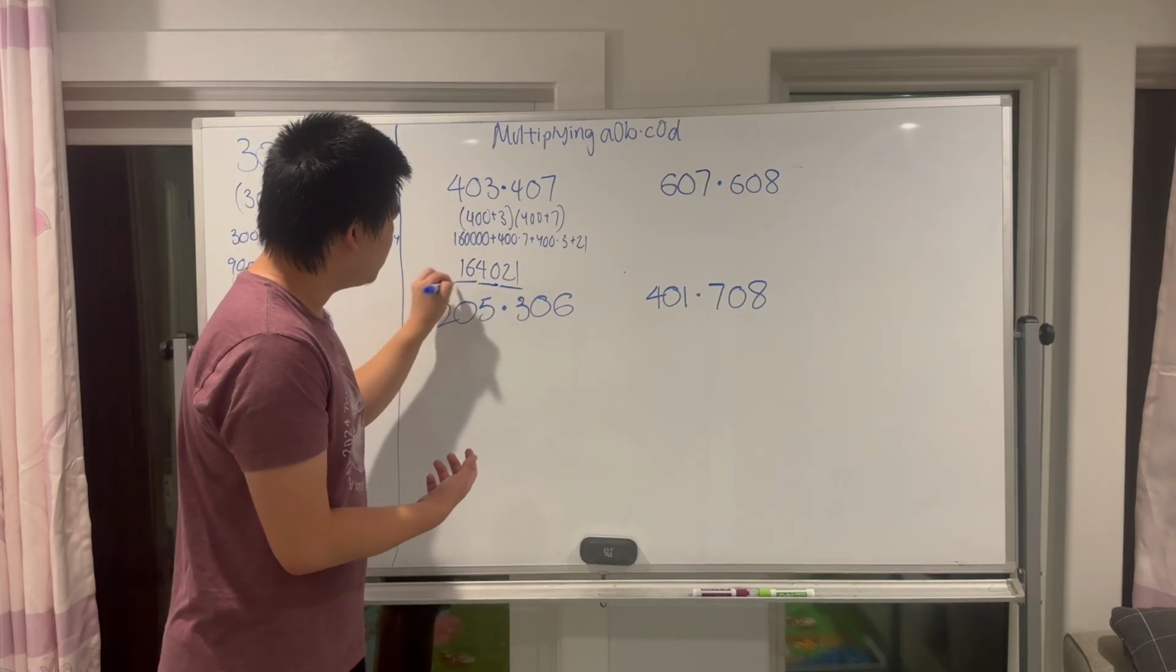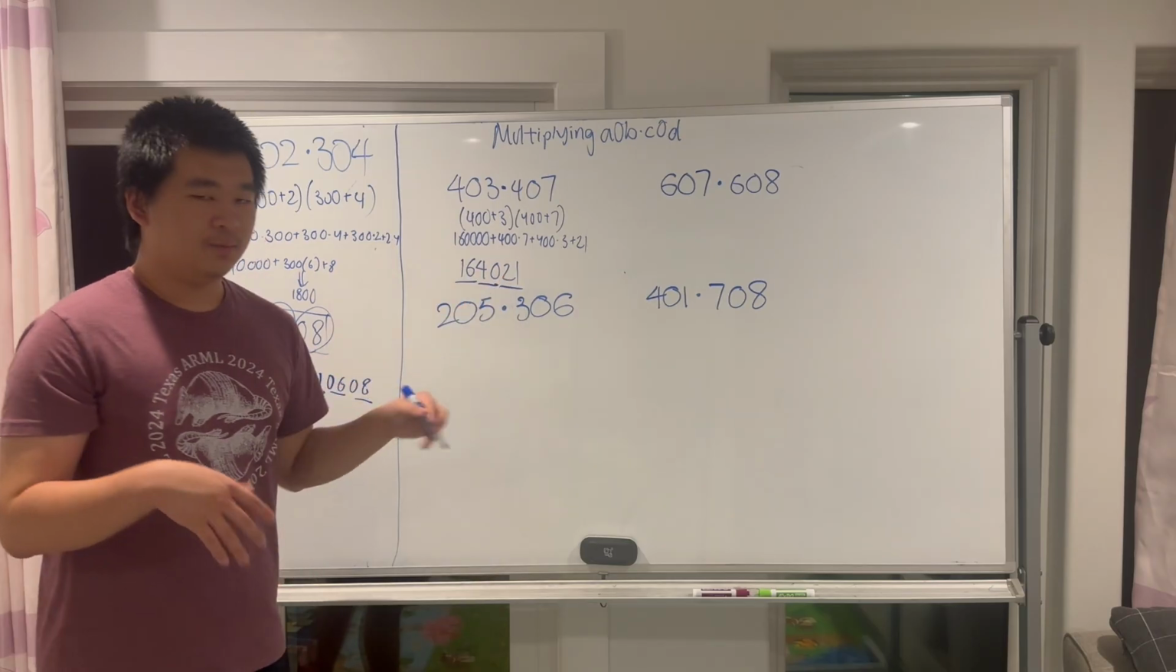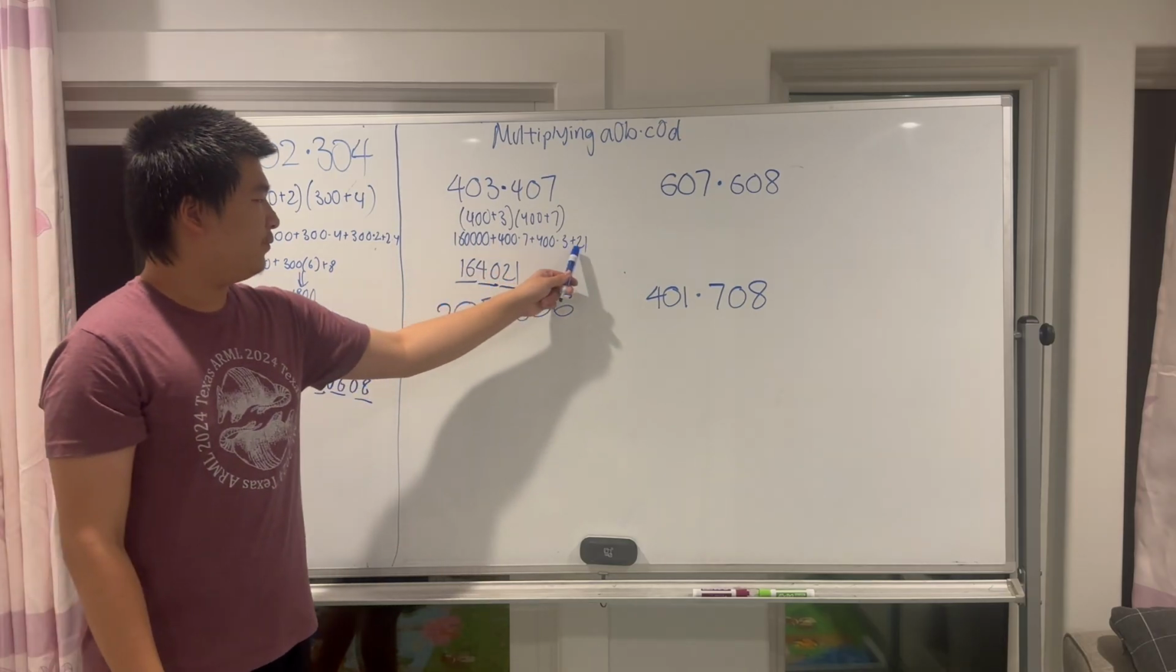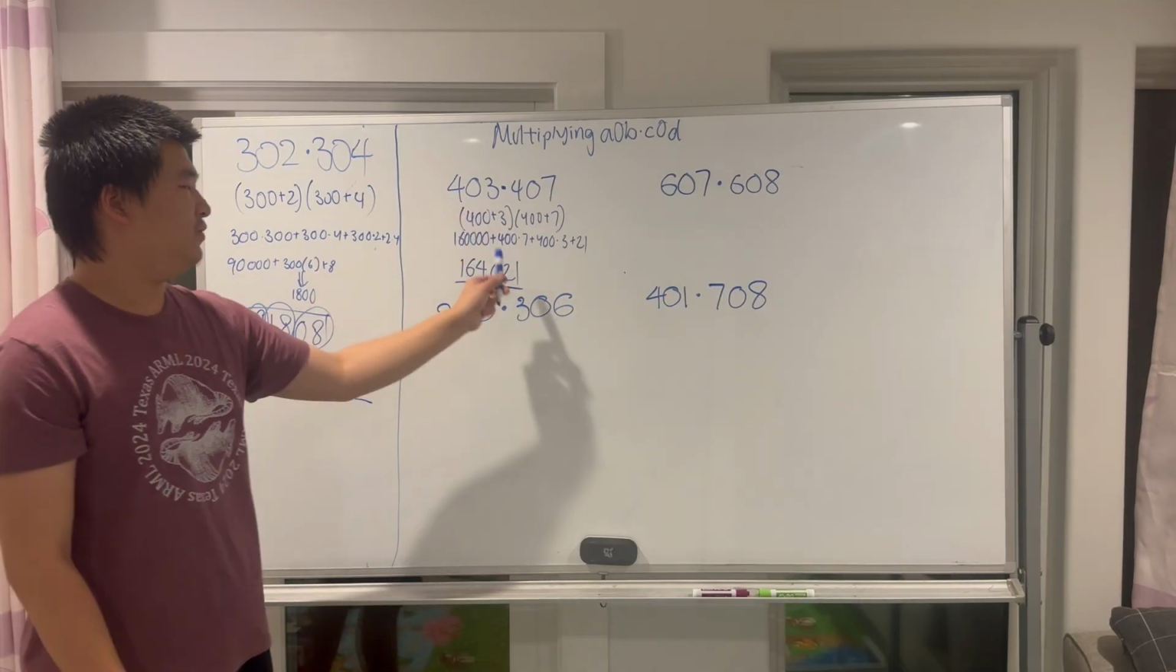2140 and 16. Okay. Let's think about it similarly. 21, where's 21 coming from? It's, well, 3 times 7, right? It's the L in FOIL, it's the last. 3 times 7 is 21.